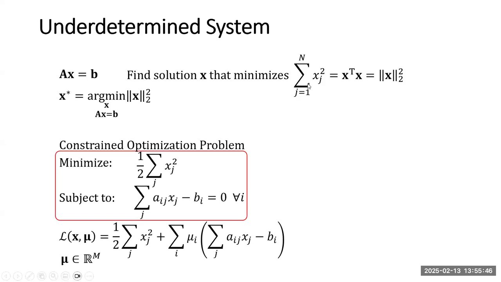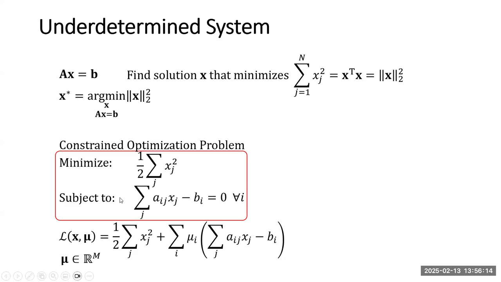This is what we want to minimize. For convenience, I just added half here, half of summation xj squared, subject to ax equals b. So for each row i, this must be satisfied: summation aij xj minus bi should be equal to 0.